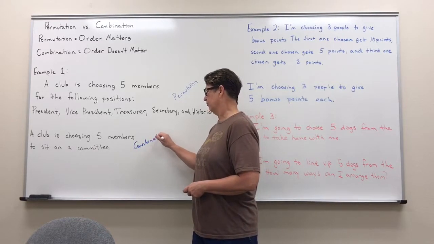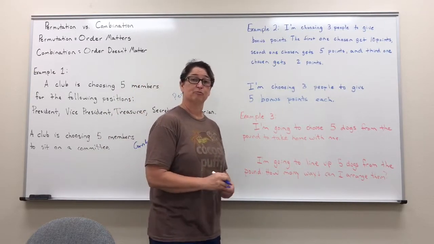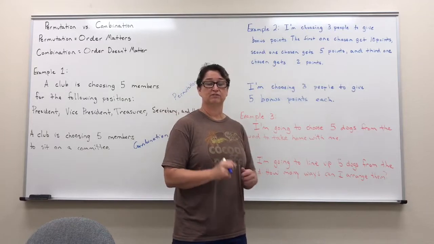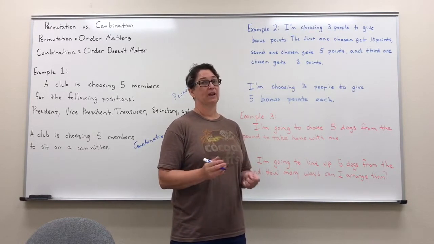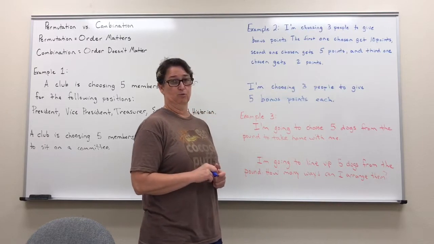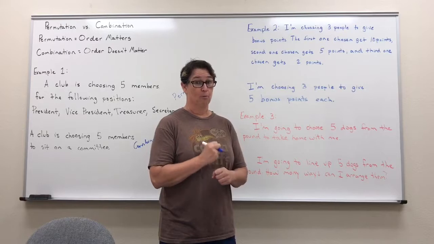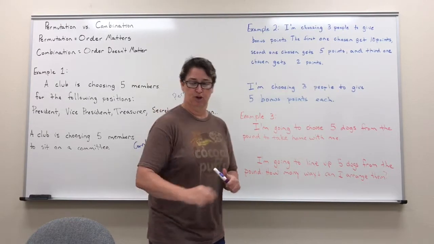Here's another example. I'm going to choose 3 people from my class to give bonus points to. The first person I choose gets 10 points. The second person I choose gets 5 points. And the last person I choose gets 2 points. There, you want to be chosen first. The order matters. And so, therefore, here we would use a permutation.